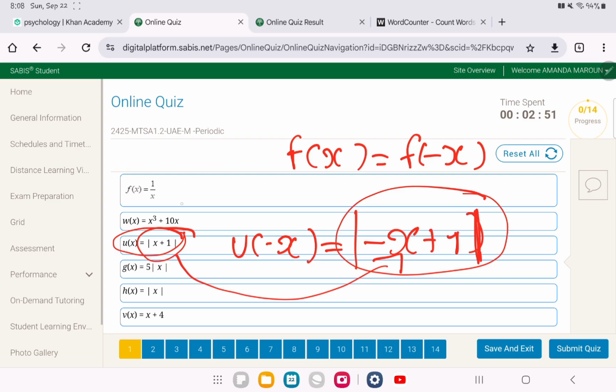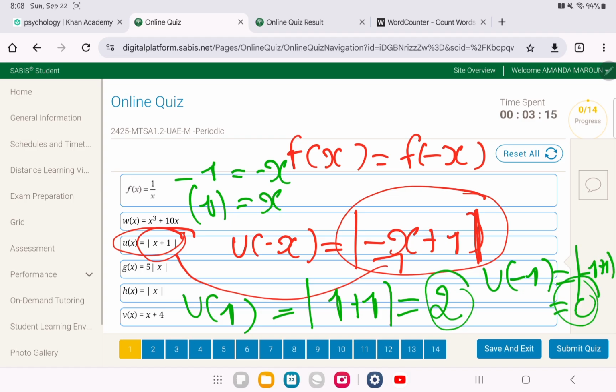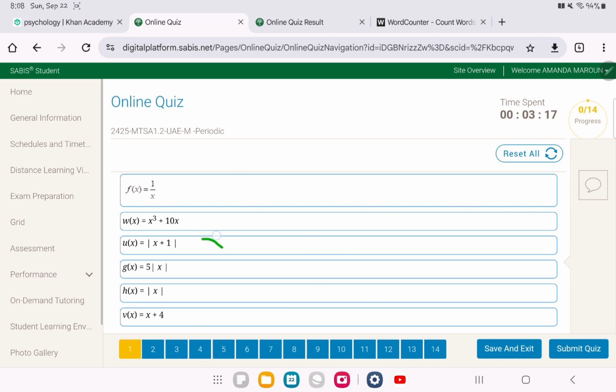So for example, if we had 1 as x and -1 as -x, okay? We're going to have u(1) equals the absolute value of 1 plus 1, so 2. And u(-1) is equal to the absolute value of -1 plus 1, which is then 0. So definitely 2 and 0 are not the same, so we know that this one is wrong.